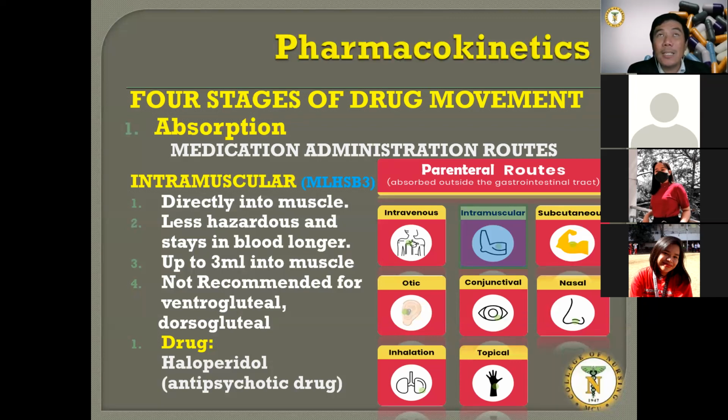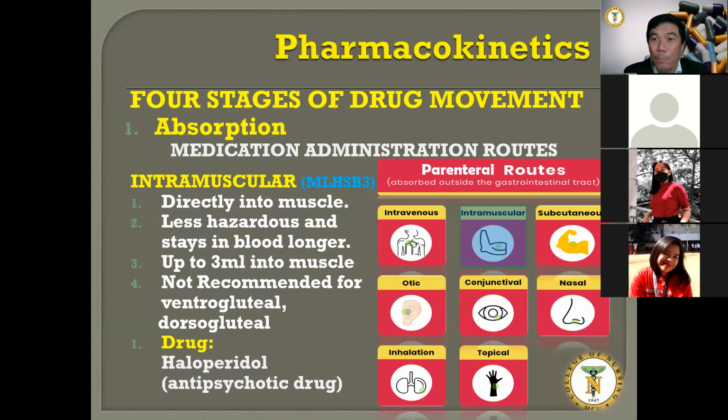So class, it stays longer, so that's why there are some instances when a drug is given intramuscularly, the longer its effect, because it stays longer in the blood. But try to imagine the flow of absorption, just the same as what we did in the analysis of absorption in the oral. Oral passes through the gut, passes through the liver, and so on and so forth.